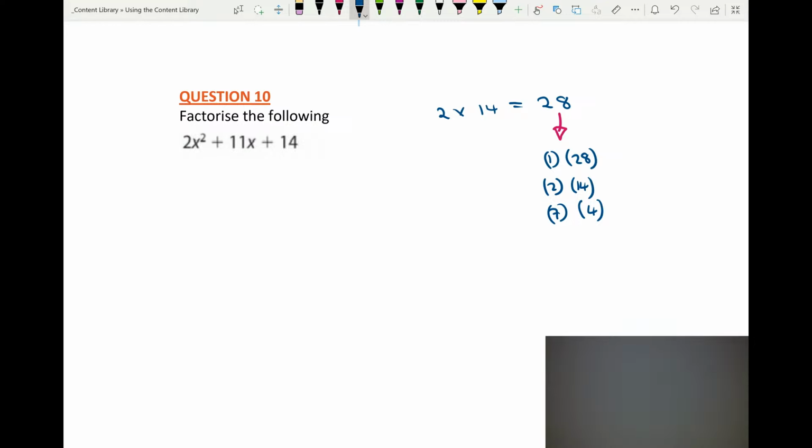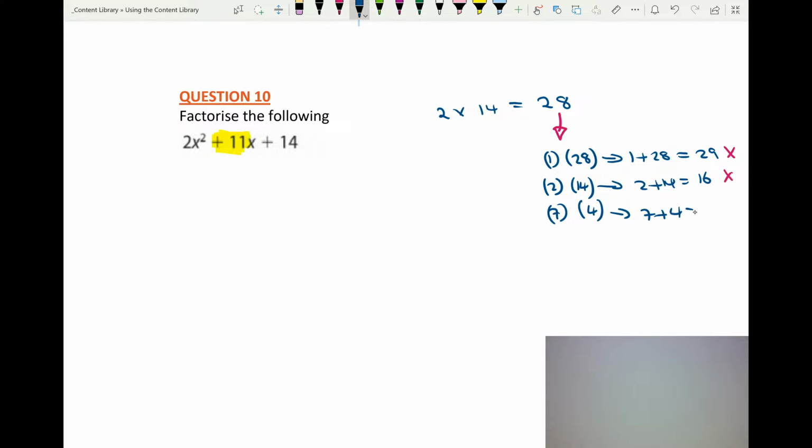Next step is you're now trying to find the pair of factors that add to the 11. So what do I mean by that? If I add the 1 and the 28, I get 29. They don't add to 11, so I'm not using those ones. The 2 and the 14: 2 plus 14 equals 16. They do not make 11, so I'm not using them. The next pair is 7 and 4. So 7 plus 4 is 11. So they're the pair I'm going to use. So I'm needing 7 and 4.